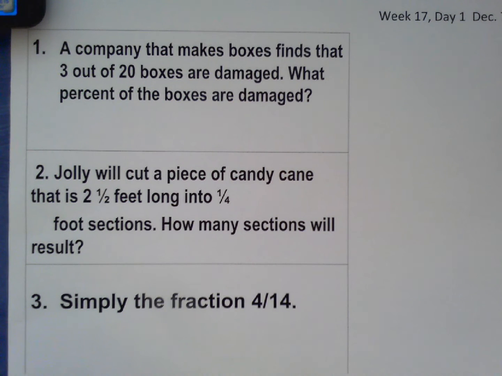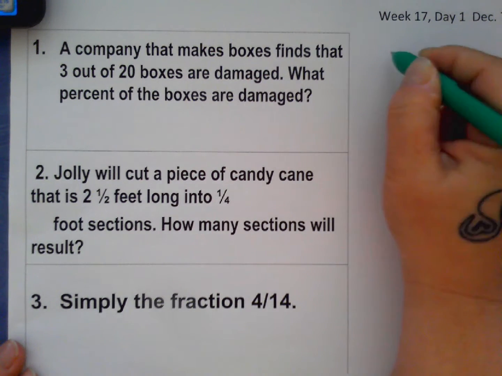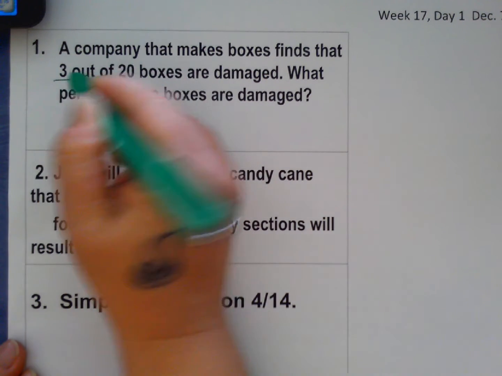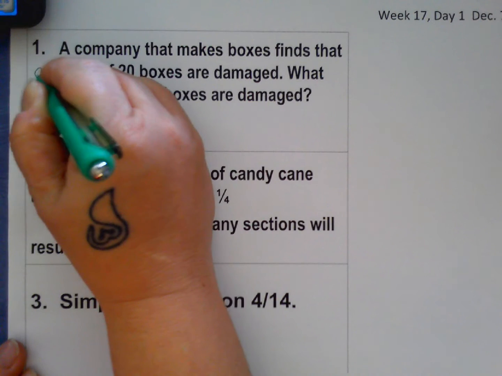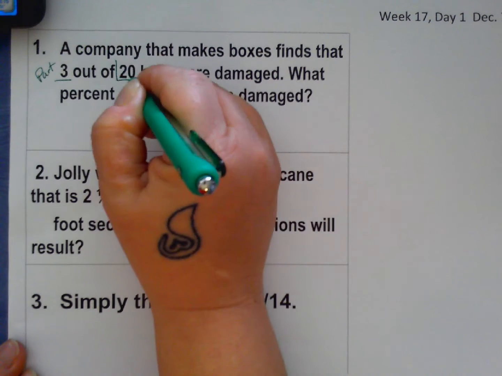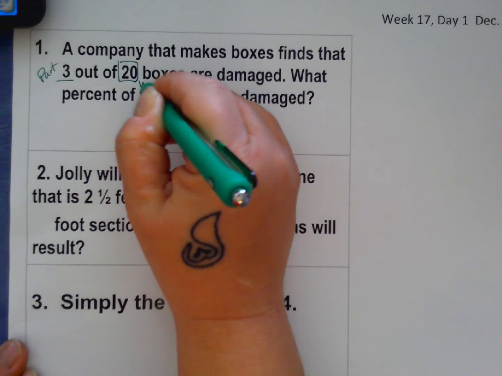Let's take a look. Number 1, a company that makes boxes finds that 3 out of 20 boxes are damaged. What percent of the boxes are damaged? Okay, so what percent of the boxes are damaged? If 3 out of 20 boxes are damaged, then we know that 3 is part of the 20. That's our whole, right?